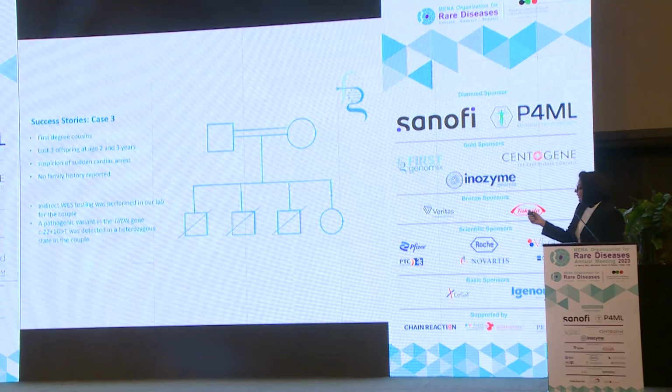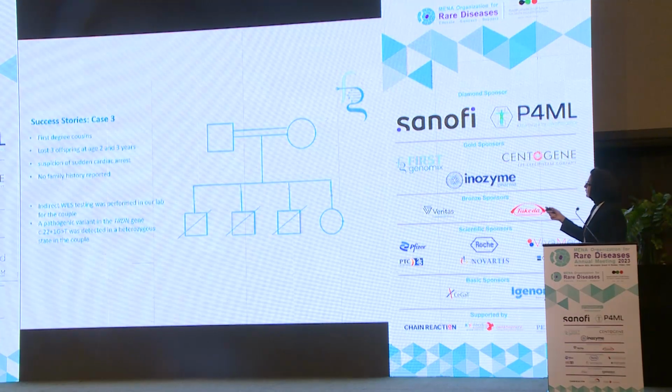So we did the indirect sequencing analysis in our lab for this one as well: the indirect splicing of the 22+1 variant in the TRDN gene, which is an autosomal recessive condition that affects the heart and heart morphology and may lead to sudden death.